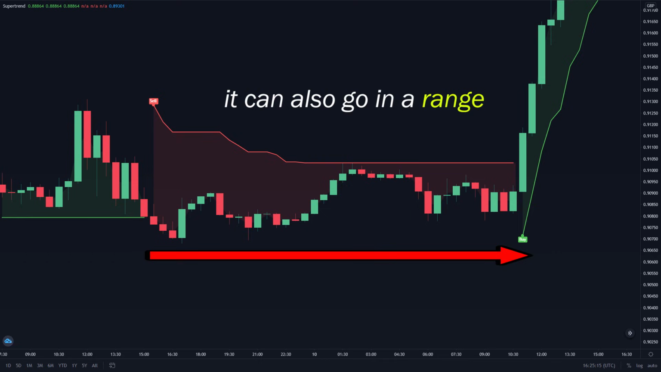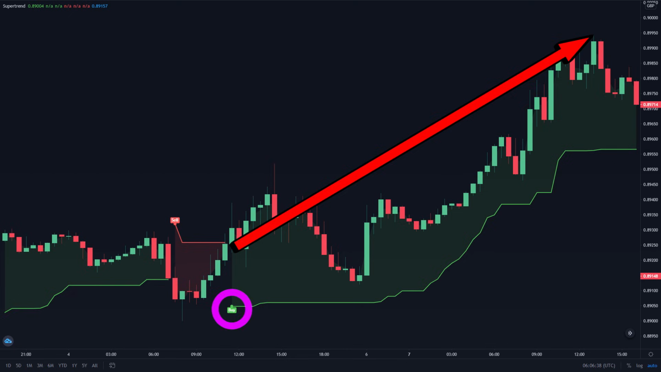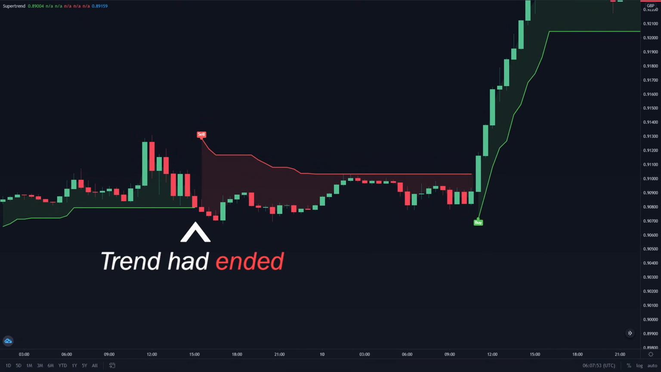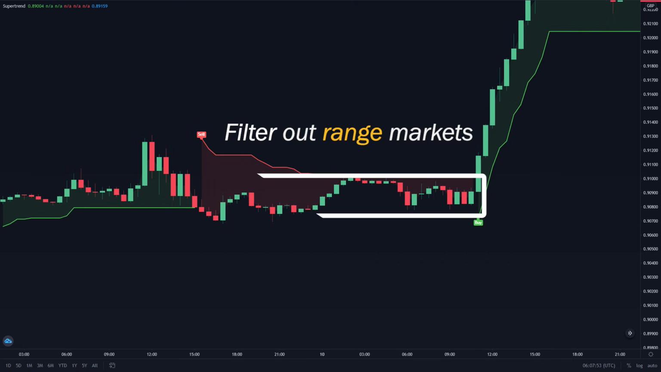Because the Supertrend is constantly showing signals non-stop, it will also show signals when the market is in a range. Like in this example, you can see that the market was in an uptrend and the Supertrend displayed a buy signal. And now, you see that the trend had already ended and the market went flat. But because the Supertrend is always giving signals, it displayed a sell signal even though there wasn't any trend. So what we need to do is filter out these range markets so that we only take signals from the Supertrend if the market is actually trending.